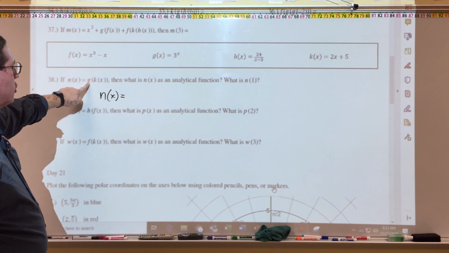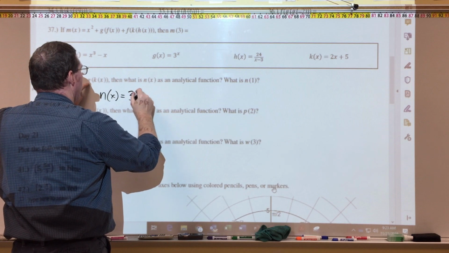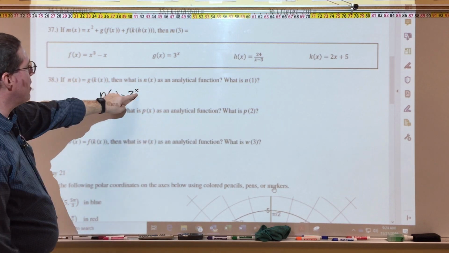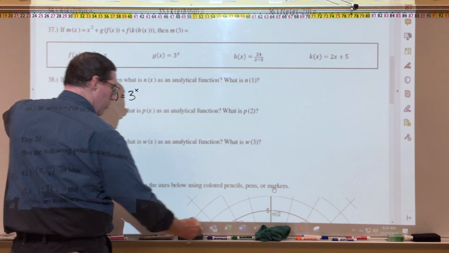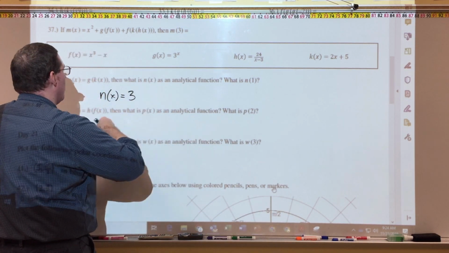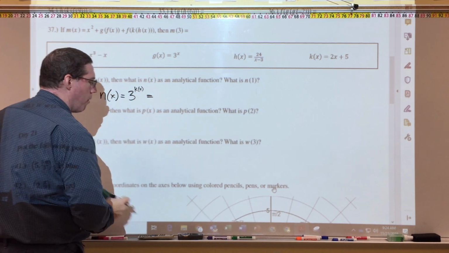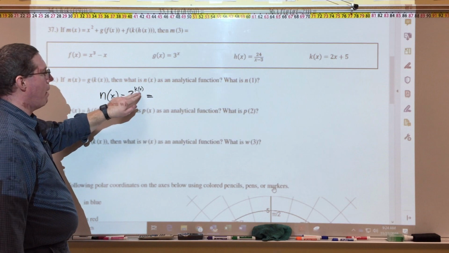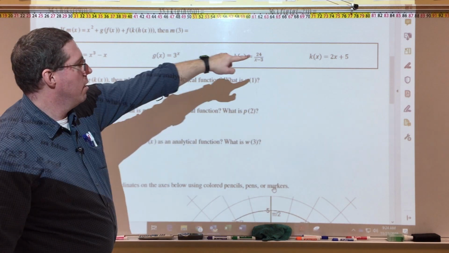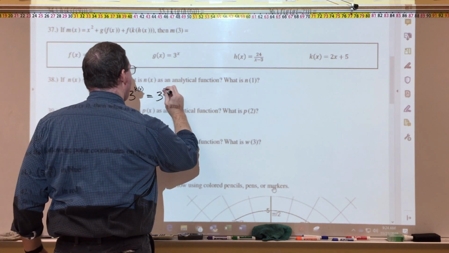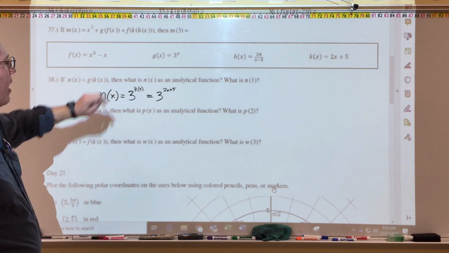Okay, n of x. Here's what I recommend doing. Write the outside function first. So g of x, which is 3 to the x power. But in place of the x, write the inside function, which is k of x. So instead of 3 to the x power, we're going to write 3 to the power of k of x. Now we're going to rewrite it again. It's going to be 3 to the power of whatever k of x is. Well, k of x is 2x plus 5. So it's 3 to the power of 2x plus 5, and this is g of k of x.